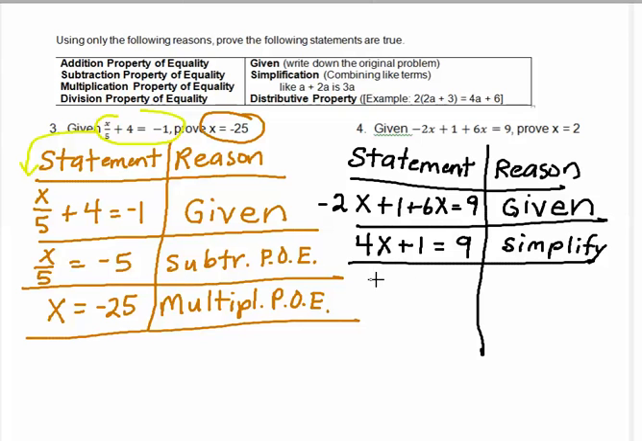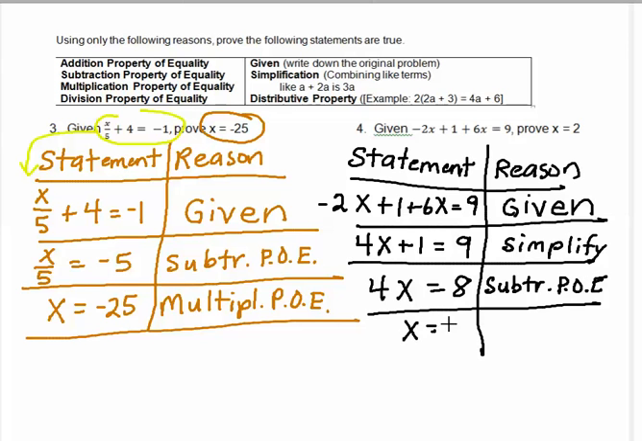Okay, and then on this, I would take away 1 from both sides. So that's subtraction. Alrighty. And last, I would divide both sides by 4 and get x equals 2. And that's division, POE.